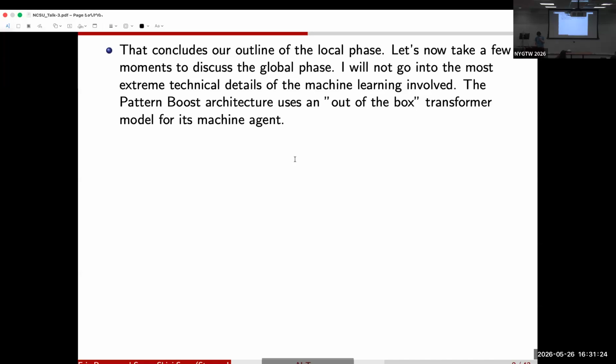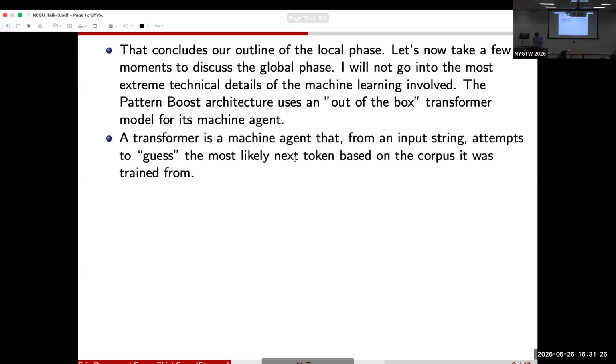So that concludes our outline of the local phase. Now, let's take a few moments to discuss the global phase. I'm not going to go into detail with this in terms of the machine learning. The PatternBoost architecture uses an out-of-the-box transformer model for its machine agent. So a transformer is a machine agent that, from an input string, attempts to guess the most likely next token based on a corpus it was trained from. Okay.